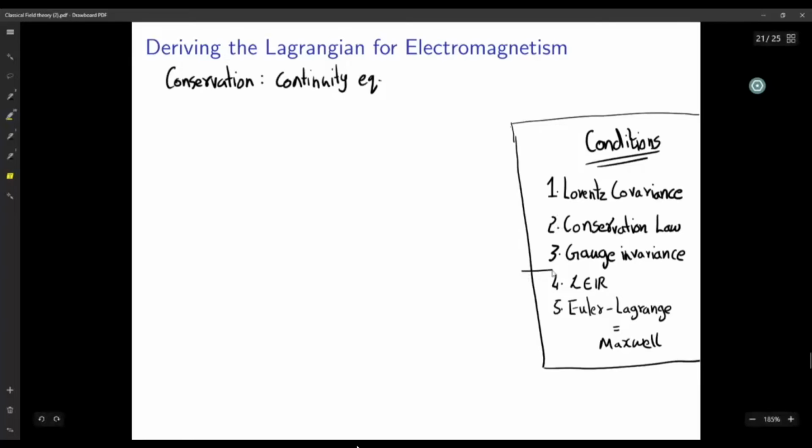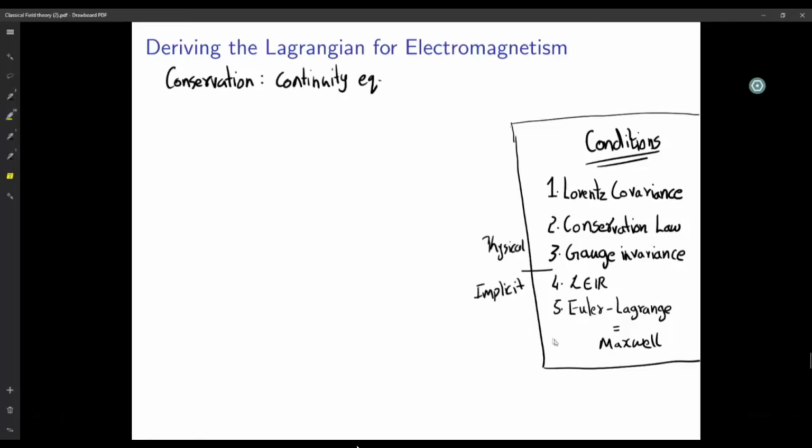The first 3 are, quote unquote, physical. They are properties of the theory, and I need that to be true. And the other 2 are more implicit. They are of the mathematical machinery. The Lagrangian must be a real number, or a real valued function at the end of the day. And my Euler-Lagrange equations should be equal to my Maxwell's equations.